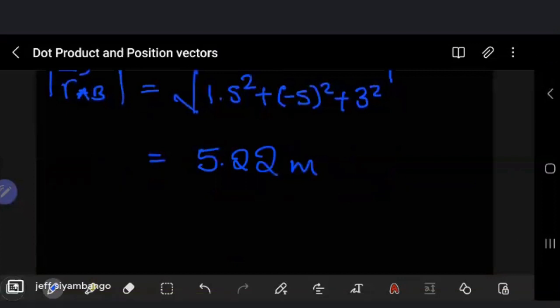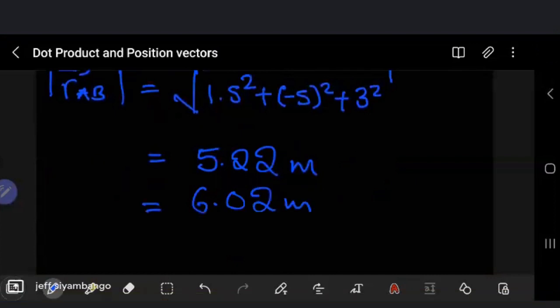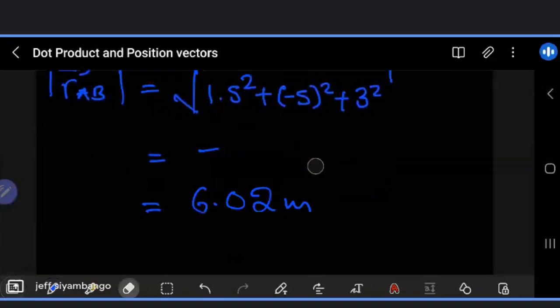I'm finding 6.02. Okay, can you guys verify 6.02, which is which? 6.02. Okay, so 6.02.